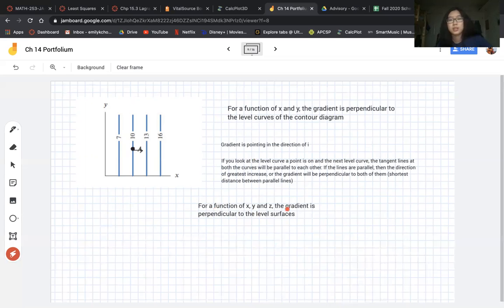And then we can use that same reasoning to see why a function of x, y, and z has a gradient perpendicular to the level surfaces.